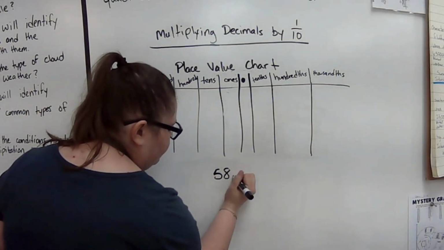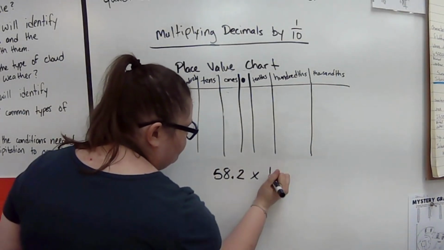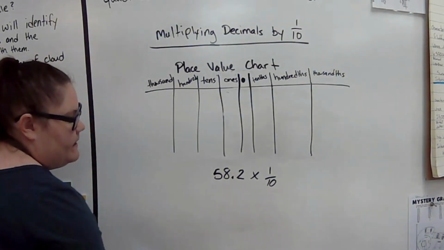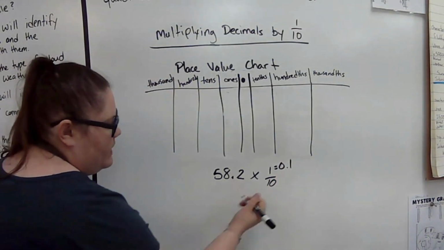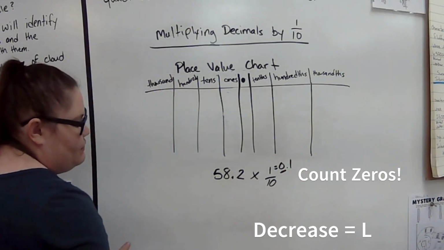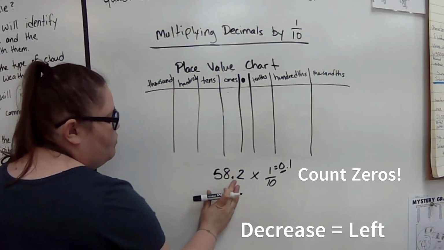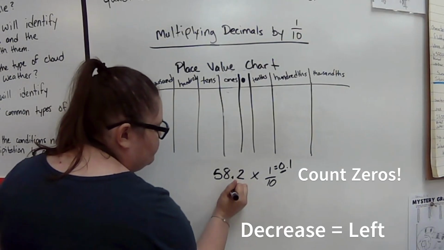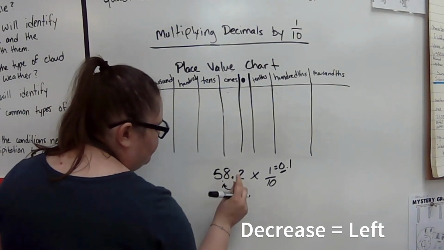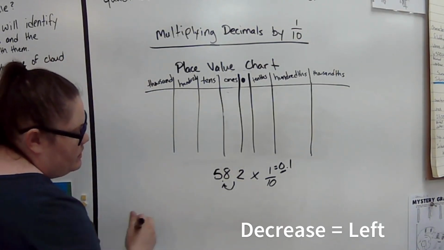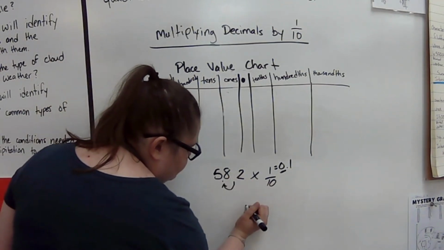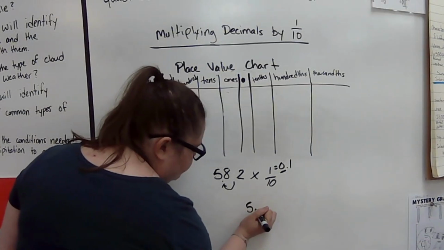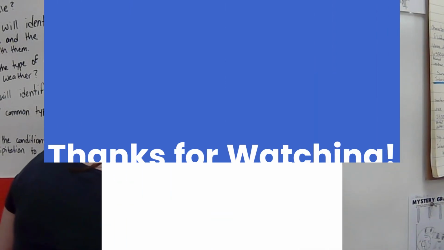Let's try one more. I have 58 and 2/10 times 1/10. I know 1/10 in decimal form is this, 0.1. I have one 0, so I'm moving my decimal 1 place value to the left because the value is decreasing. So 58 and 2/10 times 1/10 equals 5 and 82 hundredths.